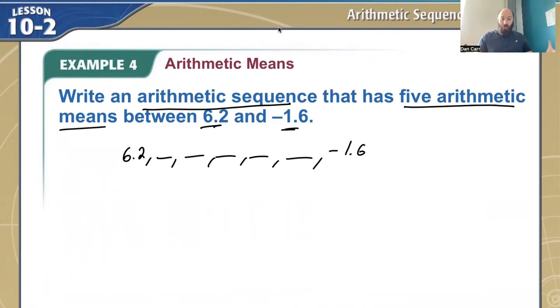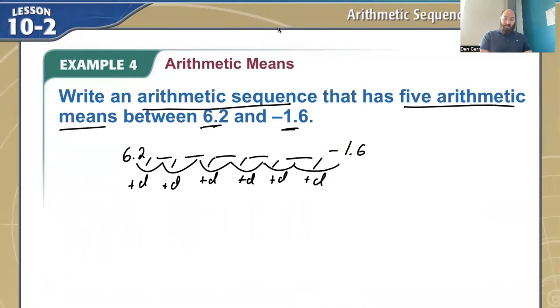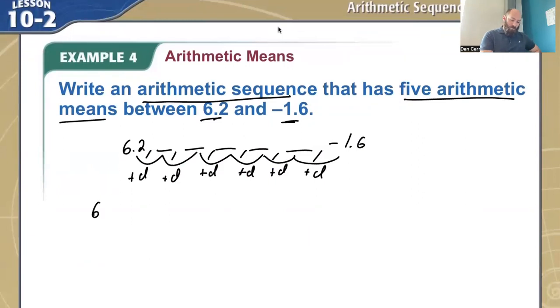So we know, if we know it's an arithmetic sequence, that's what we're describing it. What I know is that it needs to travel through like this. Every time it goes from one term to the next, we are adding a common difference. So I'm doing that here and here and here and here. Okay. So what we're saying is, in this scenario, if I take 6.2 and I'm going to add 1, 2, 3, 4, 5, 6 common differences, or an easy way to write that is 6 times the common difference, that will result in negative 1.6.